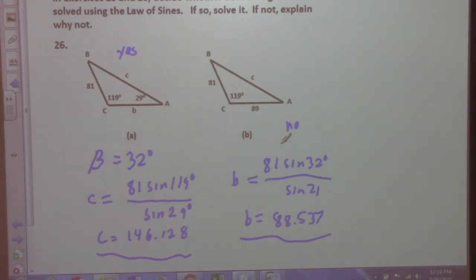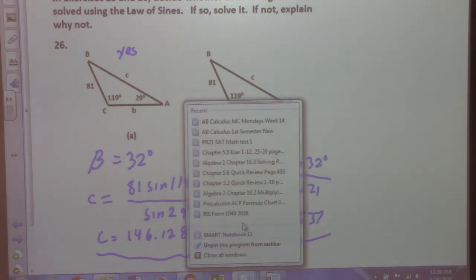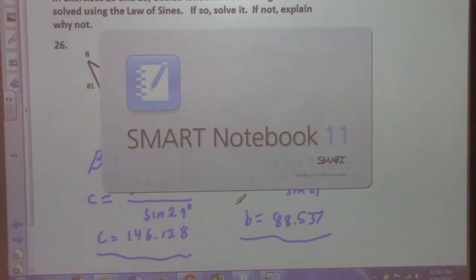Okay, you have your ACP formula chart. Get it out, take a look at it. So you have your chart sheet, Justin? That's your chart? Good. Let me see if I have that up here. Here we are. Got it.